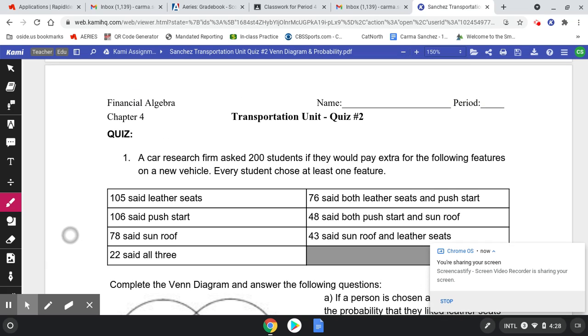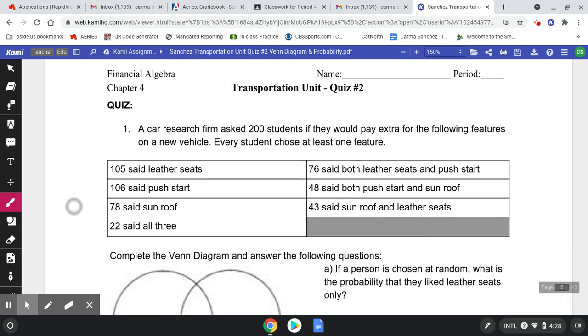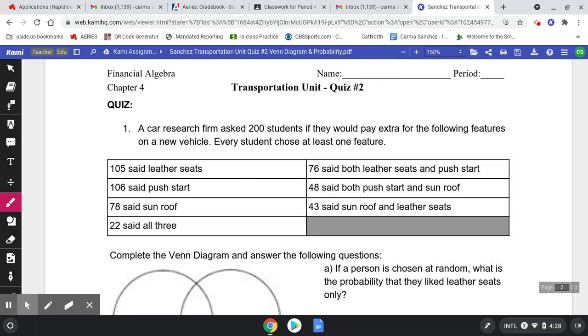Okay, here's a quick video of all the solutions for our recent quiz, just to make sure that you know what you did wrong. You can check your work and you're ready for the test this coming Thursday, Friday. So this is the transportation quiz number 2. This is a quiz on probability.